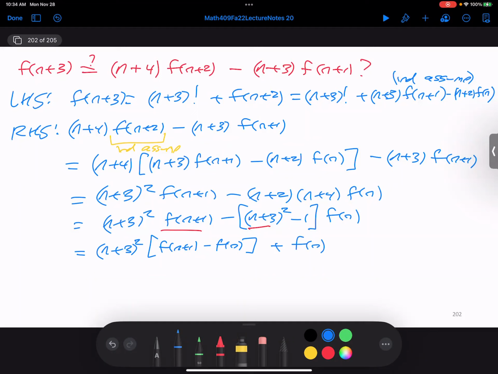Well, fn plus 1 minus fn, this is a telescoping sum. Oh, no, sorry, not telescoping. This is n plus 1 factorial plus n factorial plus dot dot dot. This is n factorial plus dot dot dot. The only thing that survives is n plus 1 factorial, right? So this will be n+3, n plus 1 factorial, I think, plus fn. Oh, and this is squared.